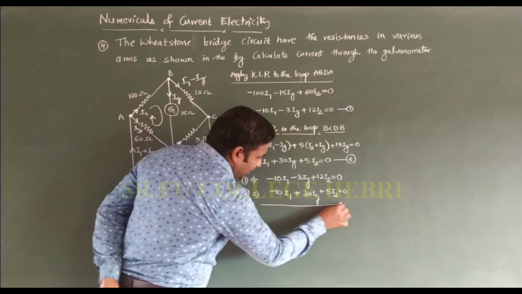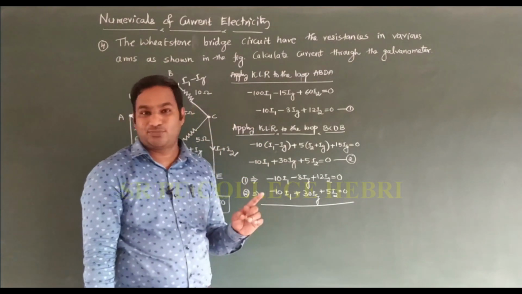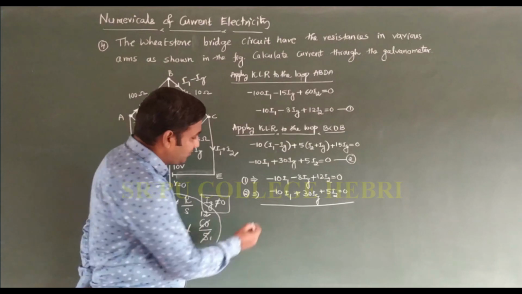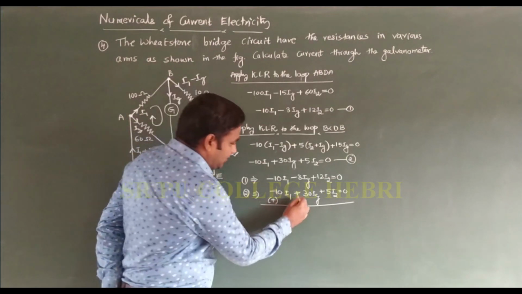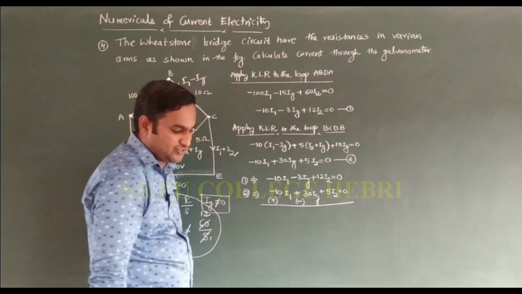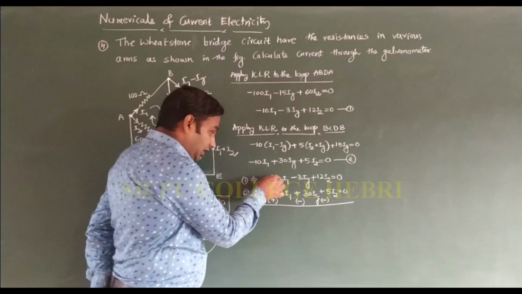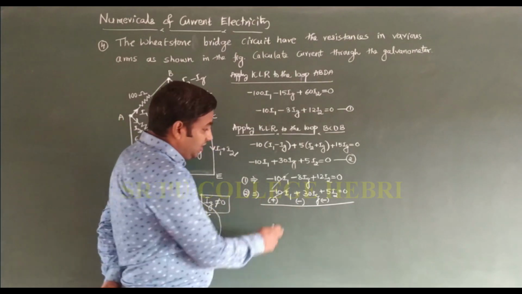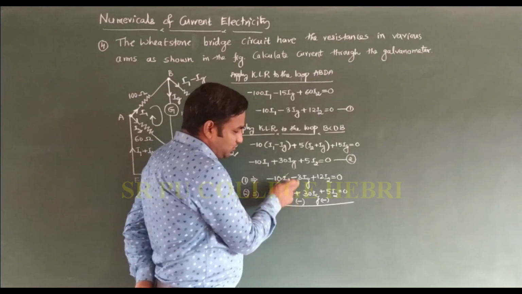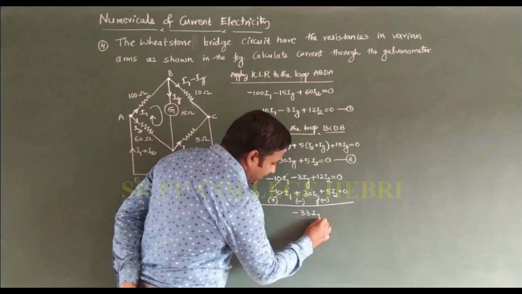By using these two equations, I will go for the method called subtraction. During subtraction, this minus becomes plus, this plus becomes minus, this plus becomes minus. Automatically minus and plus 10 I1, these two get cancelled. Here minus, these two get added, it becomes minus 33 IG.